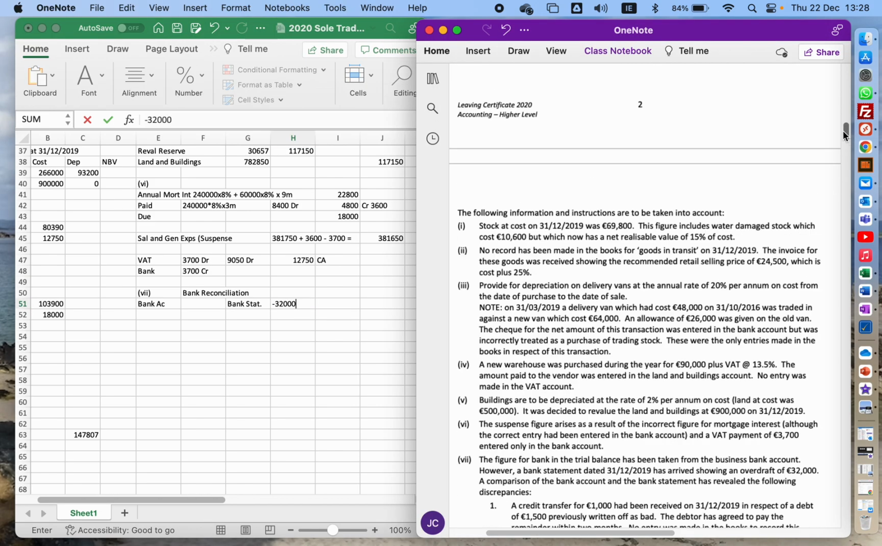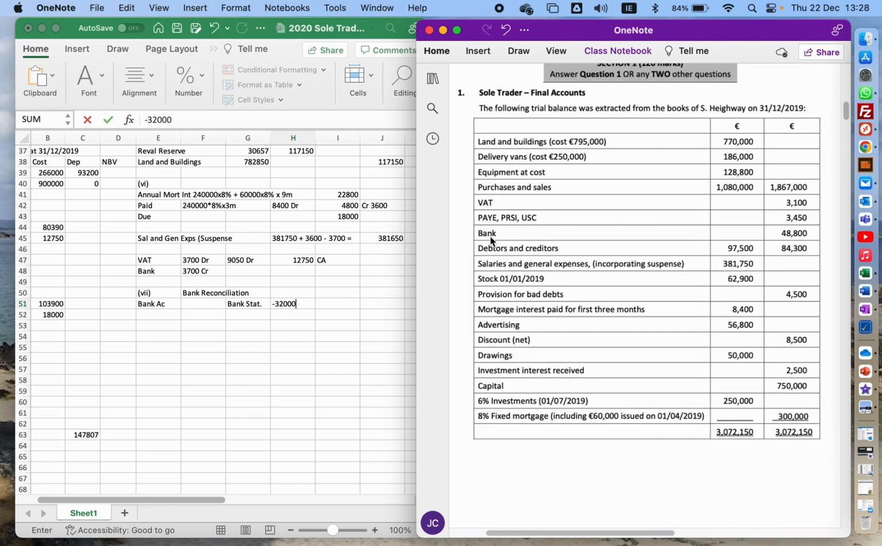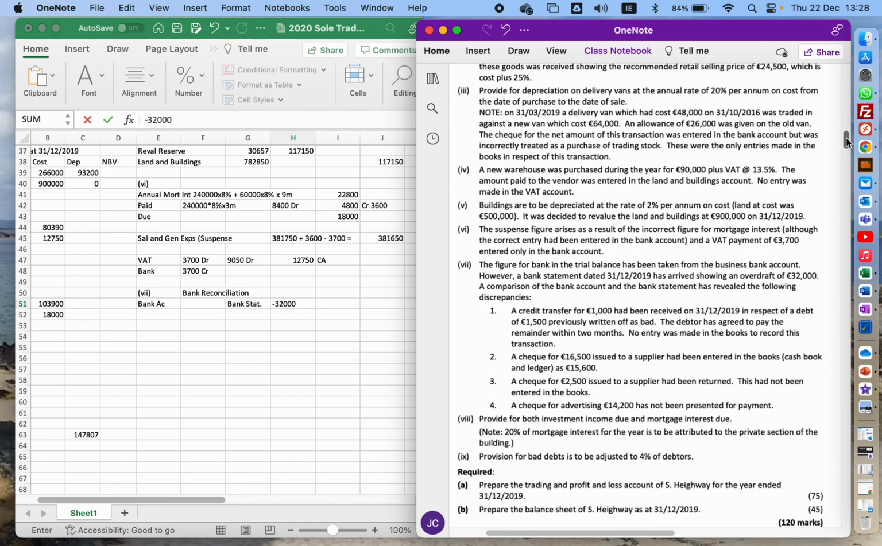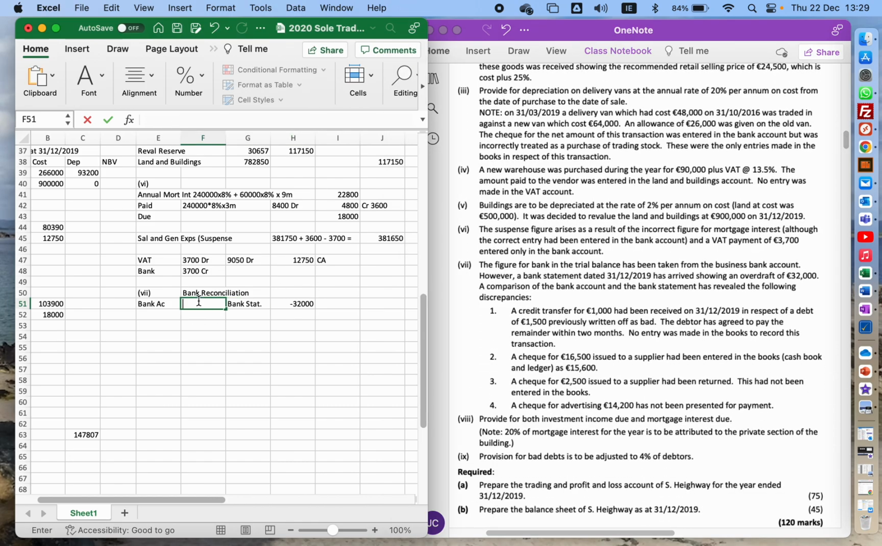So what do we have? Let's just go back up here. We've got a figure in the bank of 48,800. So that's a minus number. So our version says 48,800. Now, we go through each of these one at a time and see, well, who's wrong, me or the bank? I need to fix whichever document.